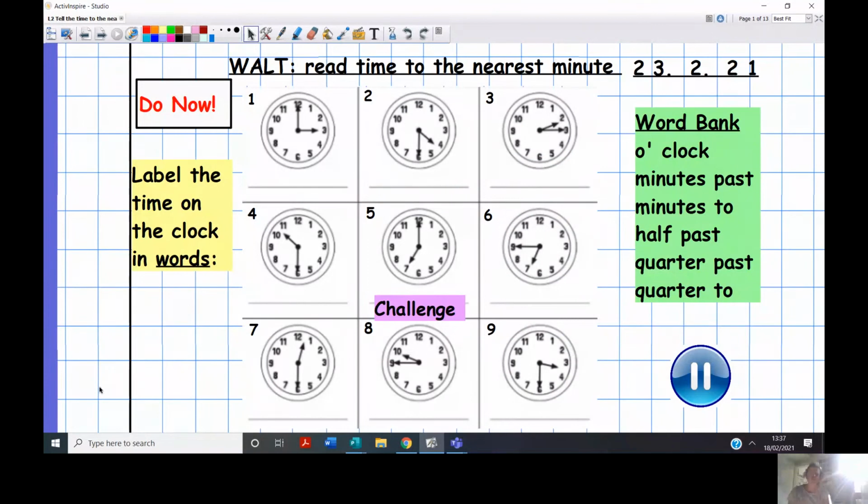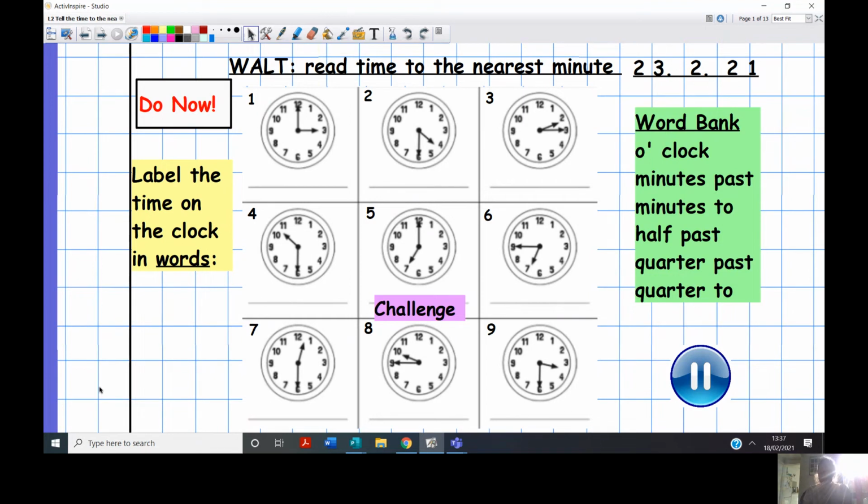So here is your do now. Your do now is you've got to label the time on the clock in words. So you must be writing out the time in words. You have a word bank on the right to help you. All you're going to need is a piece of paper and something to write with. So just write numbers 1 to 6 and write the time that is shown on the clocks. Press pause to complete this task, and when you're ready, press play because we'll go through the answers straight away.